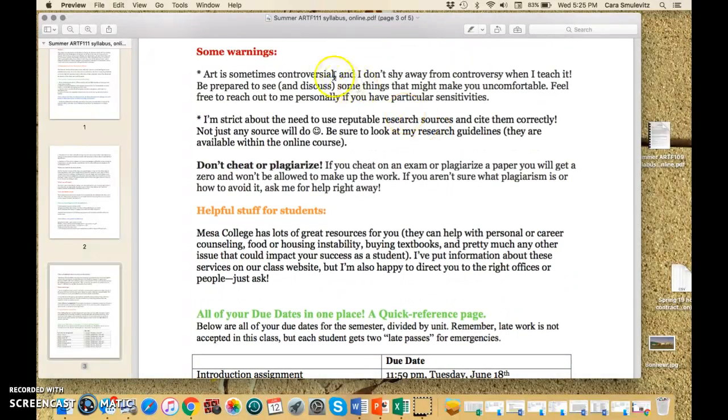I have a few little warnings here. One is about the controversial nature of art. It's not anything too terribly controversial in this class, but there are some things that definitely show nudity. There's some things with sexual themes. There's some things that might be political. I don't shy away from any of that in the lessons that you have.